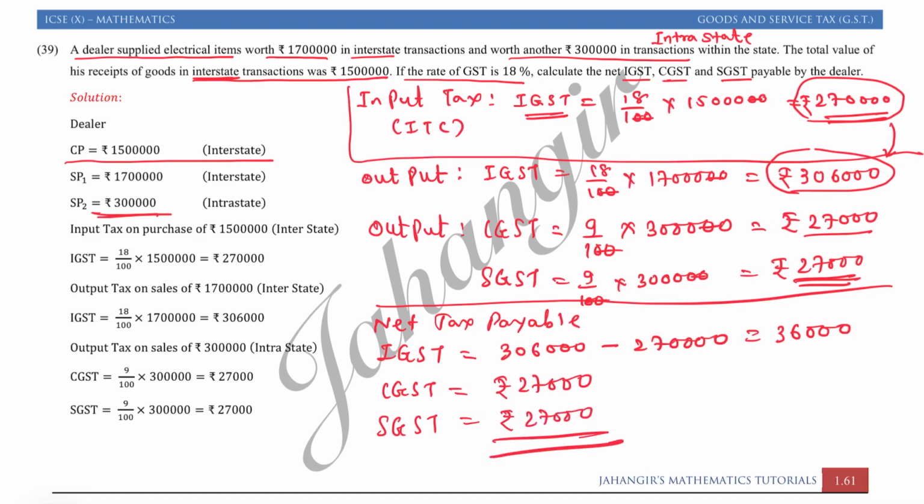So in short, what you have to do, whichever you had paid as input tax credit, that you have to subtract from output, and net tax payable is output minus input. In this case, IGST input was 2,70,000 and output is 3,06,000. So the difference between them is payable as IGST. And for CGST there is no input, so input is considered as 0. So 27,000 is finally the tax payable amount.